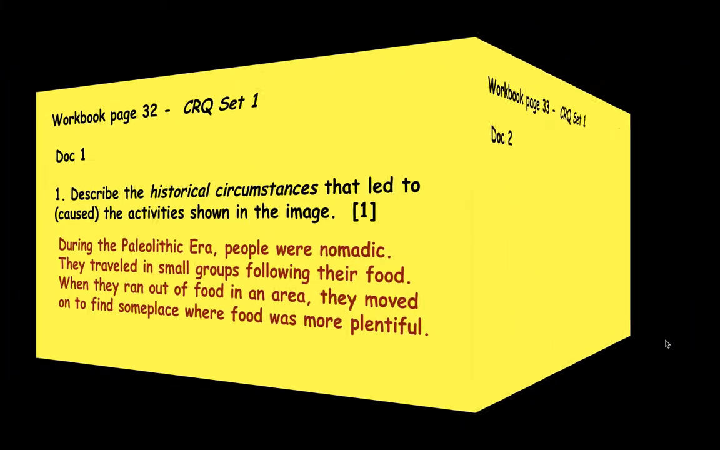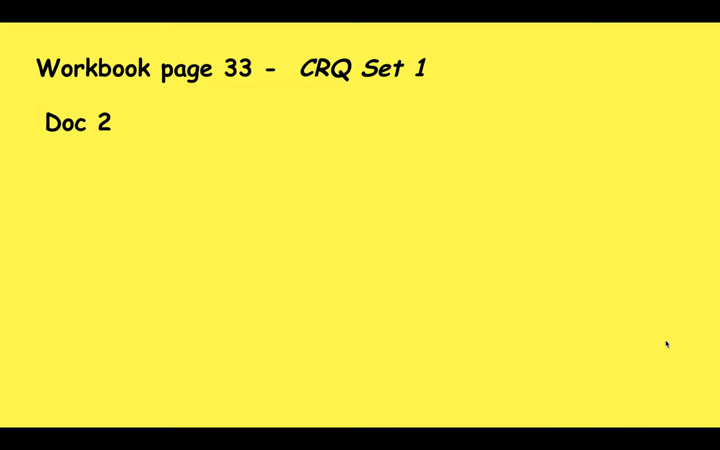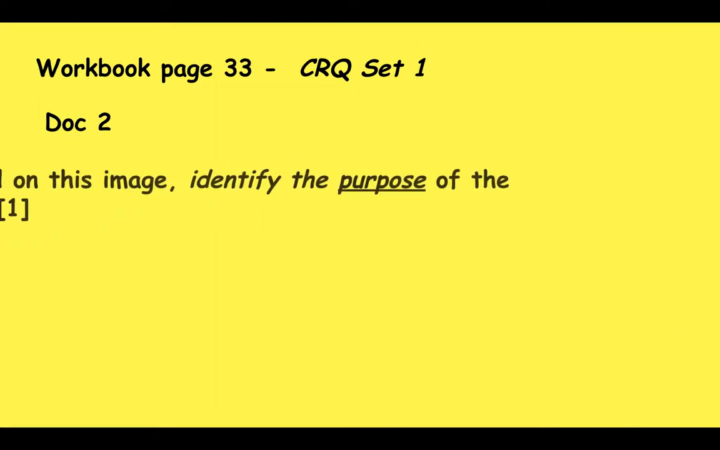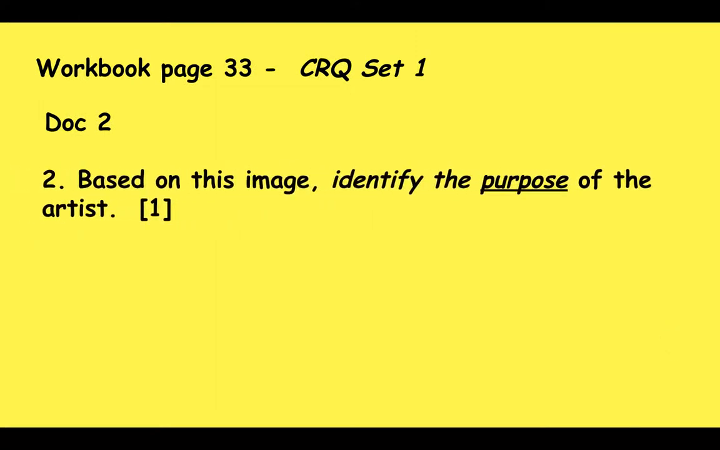Okay, let's look at document 2. Question 2 says, based on this image, identify the purpose of the artist. So think about this. This is not a primary source. It's a mural, obviously. So I want you to think, what would be the purpose of the artist painting this picture? So answer that question and then press play to review.